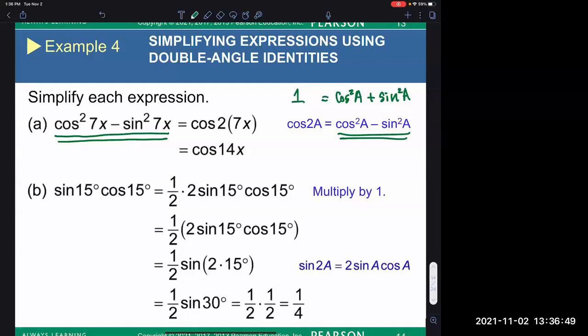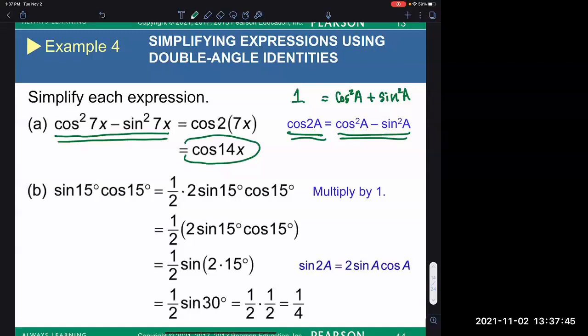So in this case, they're saying, look at this. We have an identity because this looks just like the cosine double angle identity: cosine squared 7x minus sine squared 7x. If 7x is the A angle, that would be just cosine of twice that angle, cosine of 2 times 7x, which is cosine of 14x. We weren't able to evaluate this because we don't know what x is, but cosine of 14x is drastically simpler than the difference of the squares of cosine and sine of 7x. It's just a much, much simpler expression.